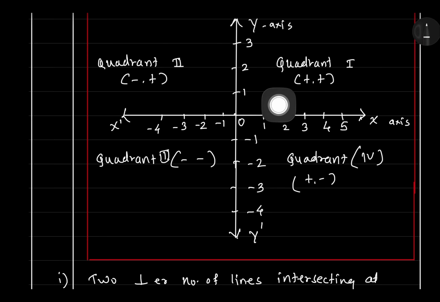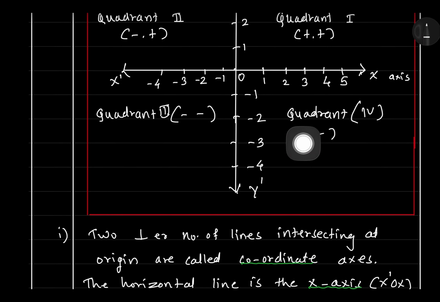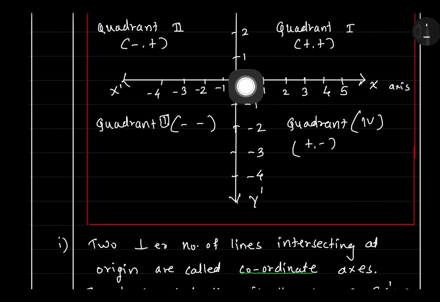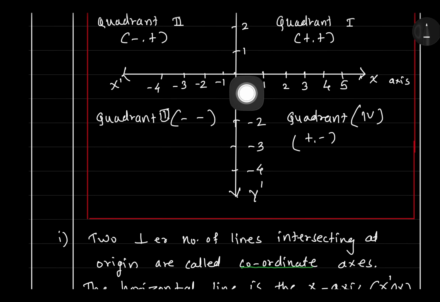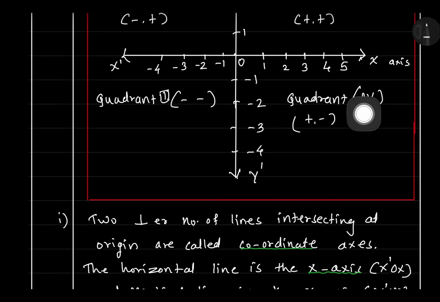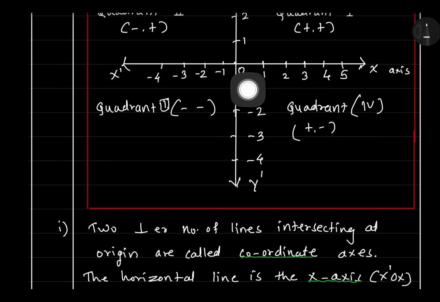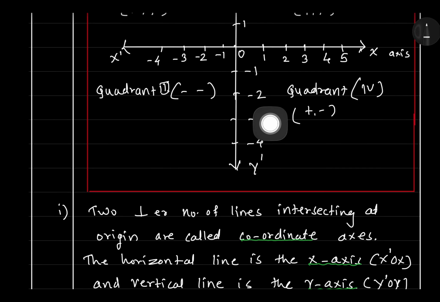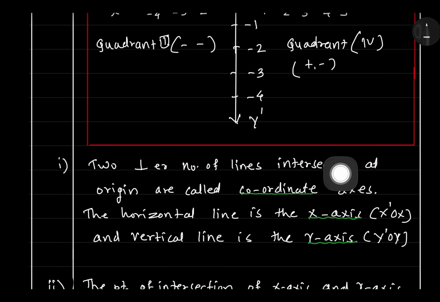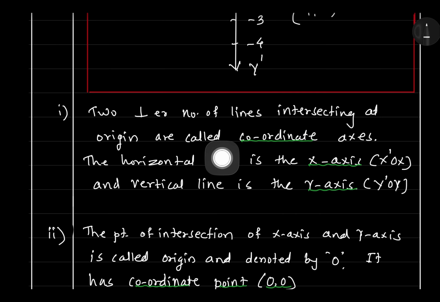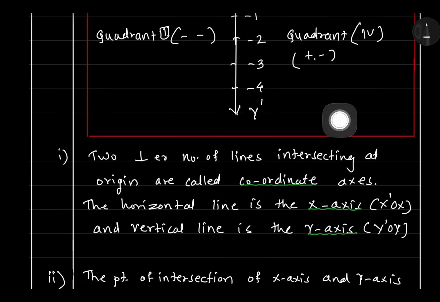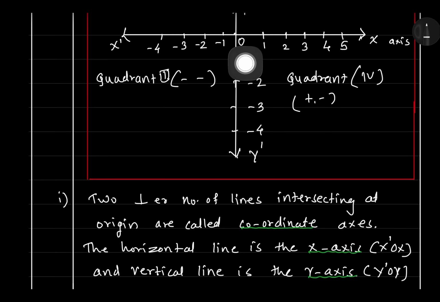These two number lines are perpendicular to each other, intersecting at a perpendicular, at the point O. This point is called O, the origin. Two perpendicular number lines intersecting at the origin are called the coordinate axes.